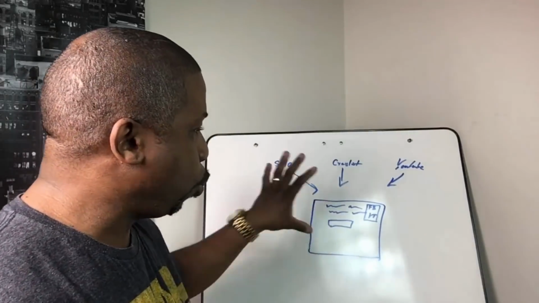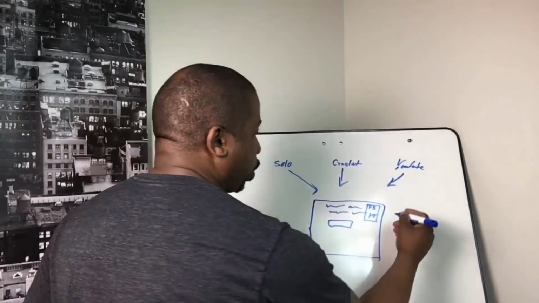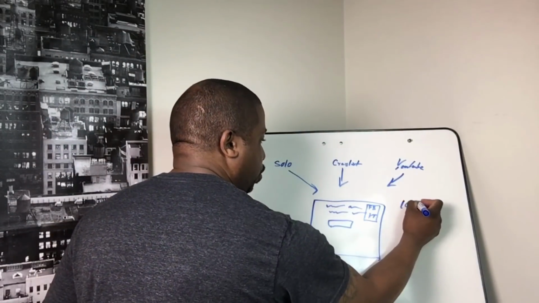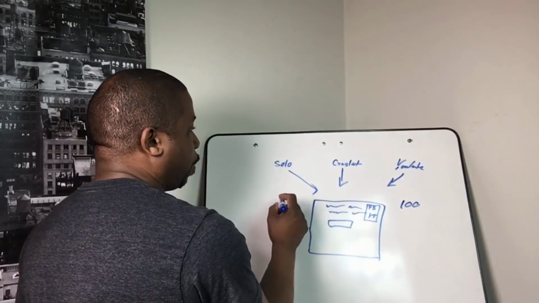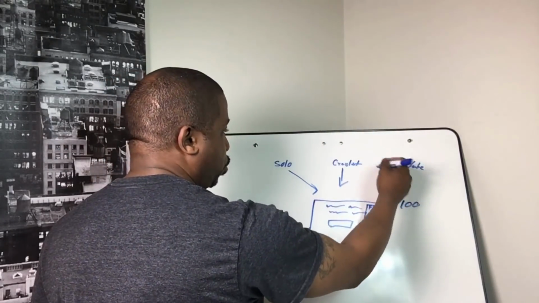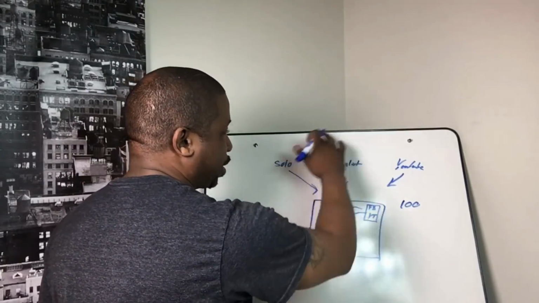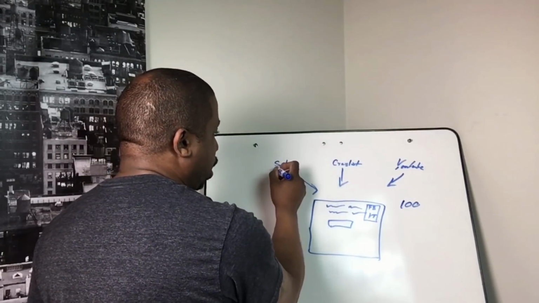So what we want to focus on here is about 100 visitors a day. And that can come from YouTube, Craigslist, or solo ads combined. But this is daily.